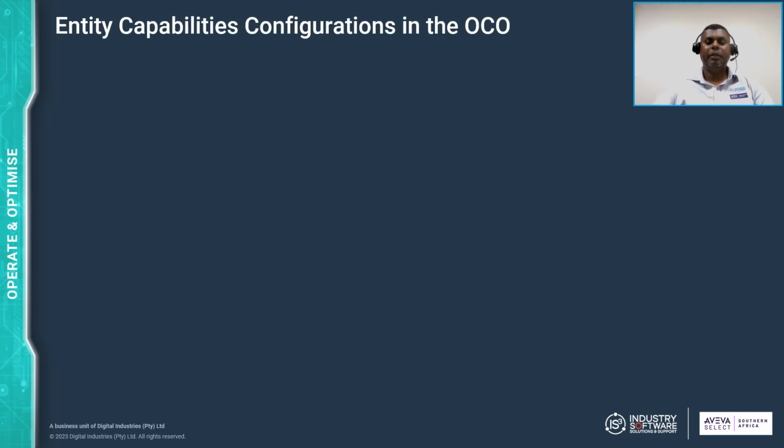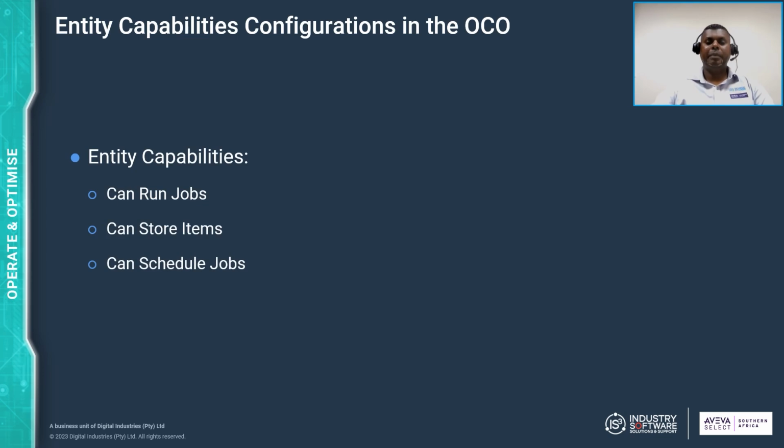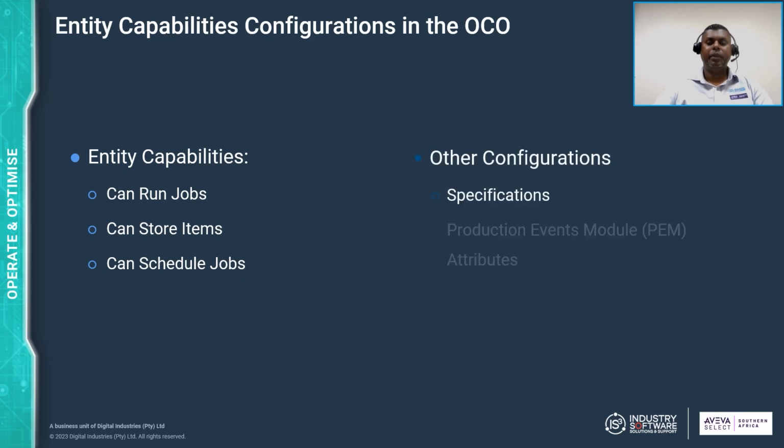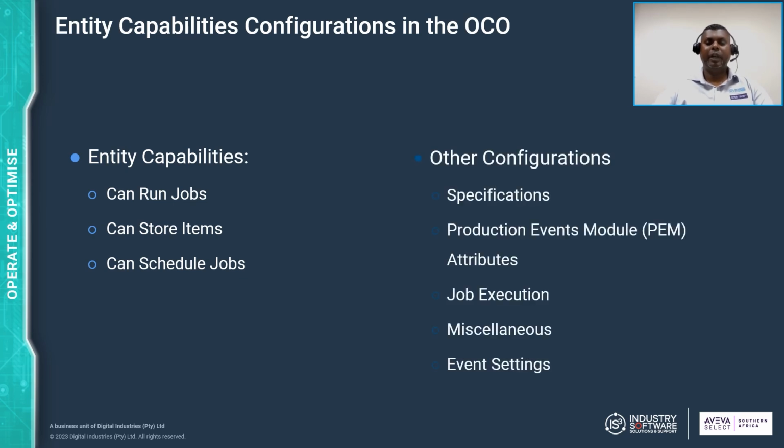Entity capability configurations in the OCO or operations capability object. Entity capabilities include can run jobs, can store items, can schedule jobs. So these are some of the capabilities that we can enable for an entity. Other configurations include specifications, production events, module, attributes, job execution, miscellaneous, and event settings.